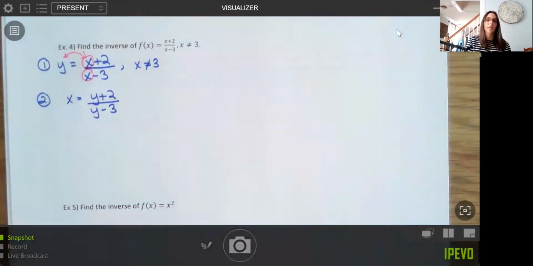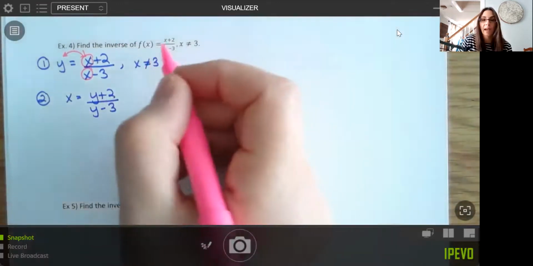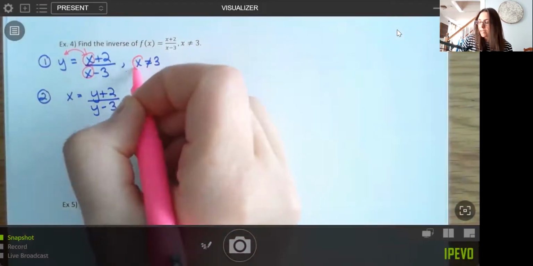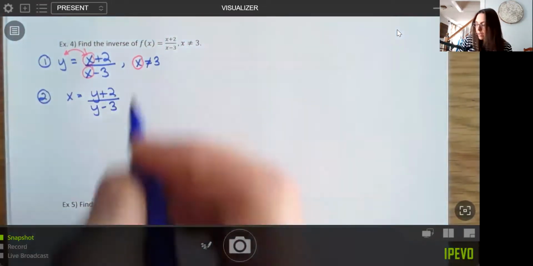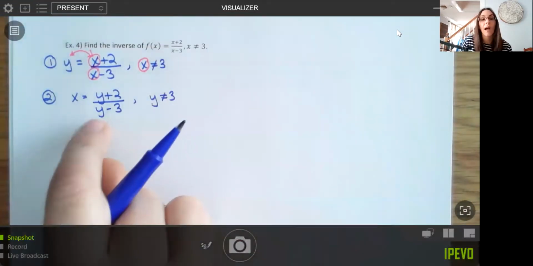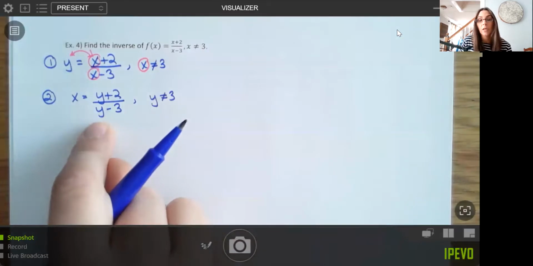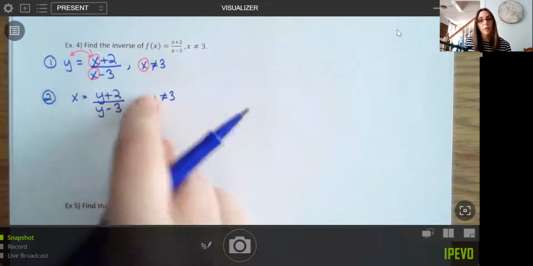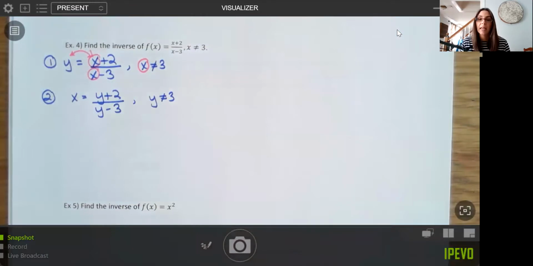Now, the other interesting thing is you also can swap if you have restrictions. So this x here also gets swapped, and the y cannot equal 3 in this case, right? Because then the y would make the denominator 0. So you can swap those values or those variables in the domain as well. So I'm going to make that change over here too.